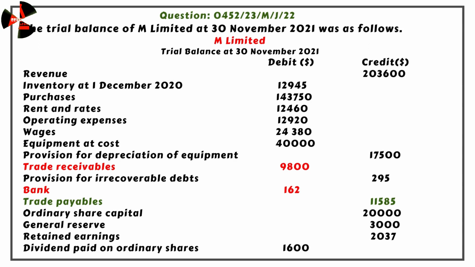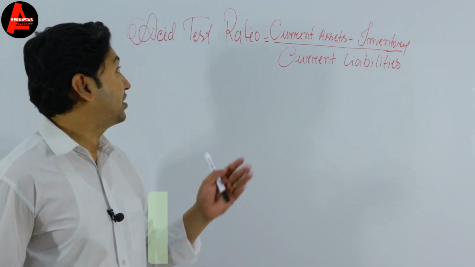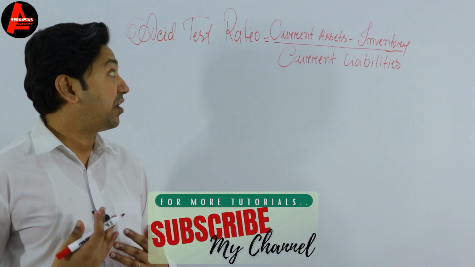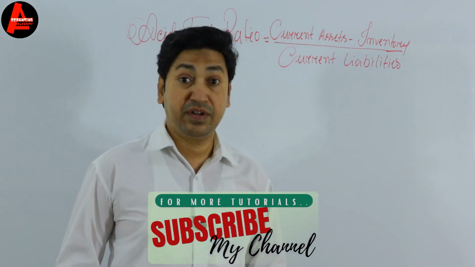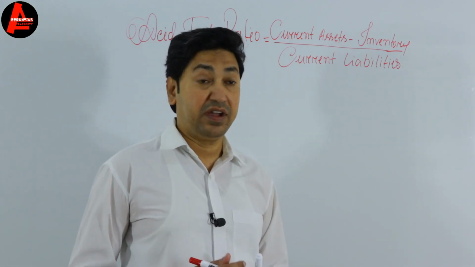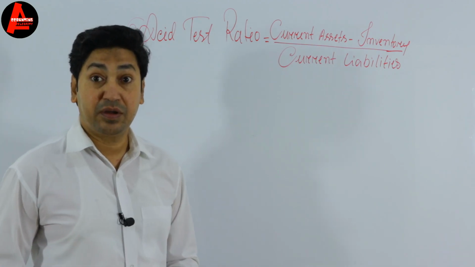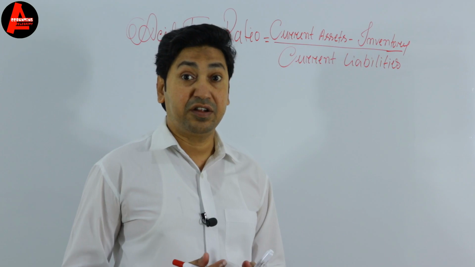Here we see the trial balance of M Limited at 30 November 2021 was as follows. So here we have a list of balances. We have here asset and liabilities, incomes and expenses. So from there we need to extract which one is relevant to this ratio. We know current asset. What are the current assets? Trade receivables, inventory, cash in hand, bank balances, and other receivable. At the same time, what are our current liabilities? Like trade payables, short-term loan, and other payables.